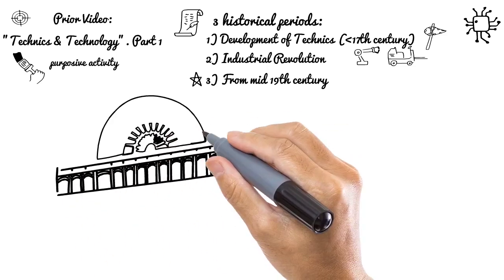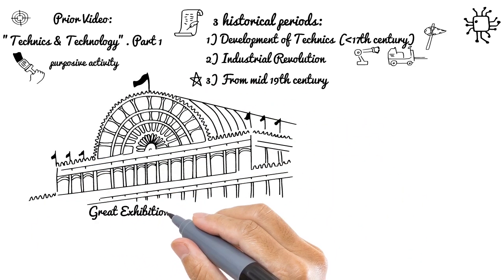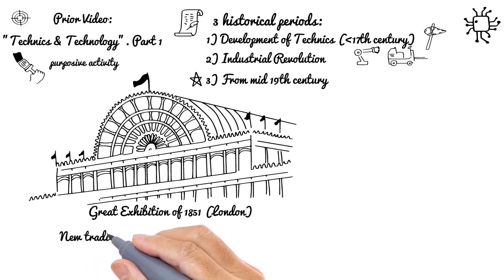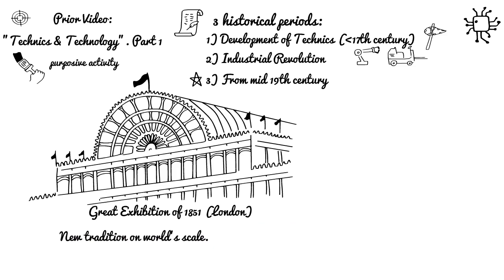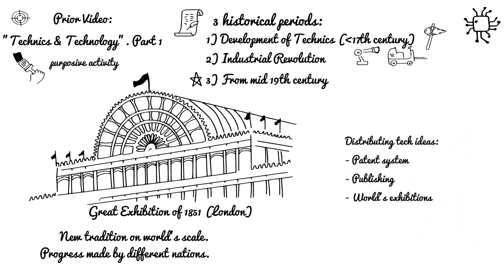Do you want to remind yourself how technology was moving forward using a few examples? The Great Exhibition of 1851 in London's Hyde Park had the main purpose of displaying the industrial achievements of the world. Before that, there were a few national exhibitions in different countries, starting from France. But the London one started a tradition on a world scale. The exhibits gave some impression of the state of the art in the various technologies, and offered some idea of the progress made by different nations. This was an additional way of distributing technological ideas, on top of the patent system and works publishing.